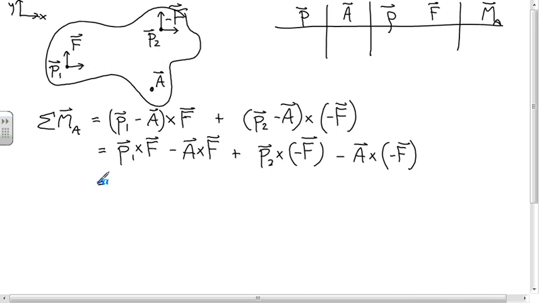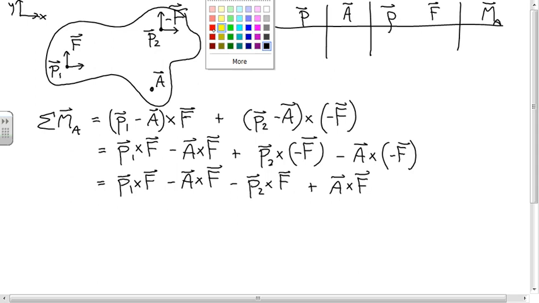And this would be the associative property, right? Am I getting those backwards, or is that right? What about pulling these negatives out? Can I do that with a cross product? Yeah, you can. So we got P1 cross F minus A cross F minus P2 cross F plus A cross F.